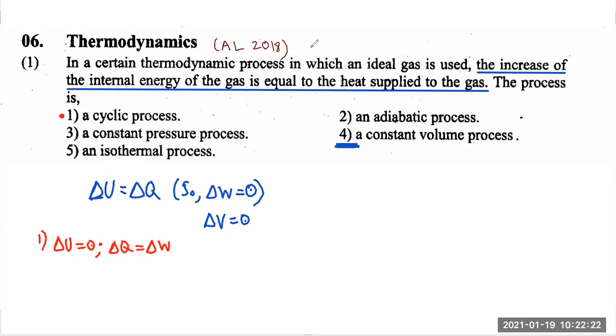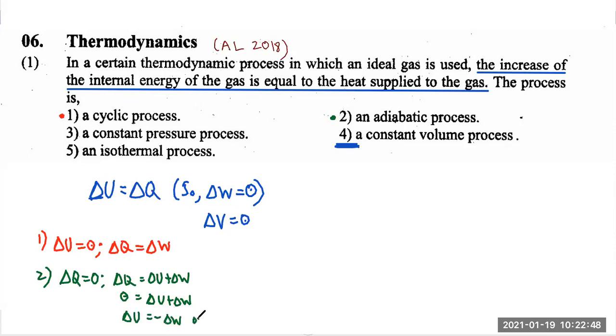The second one is an adiabatic process. In an adiabatic process, remember delta Q is equal to zero. We know the equation is delta Q equals delta U plus delta W. When delta Q is zero, delta U will be equal to minus delta W, or delta W is equal to minus delta U. In future questions, you might come across these things.